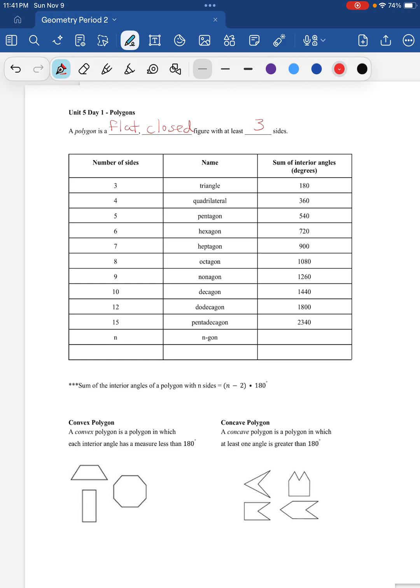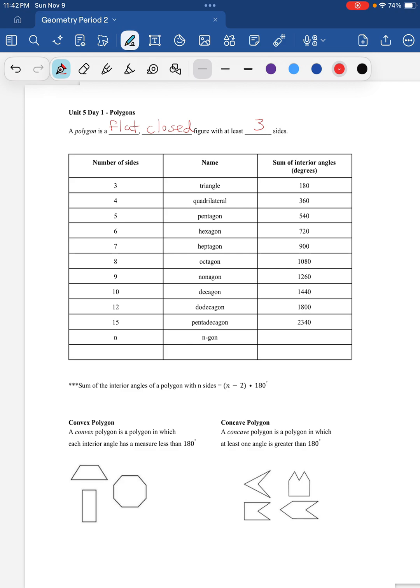So here's a list of each polygon classified by side along with the name. A polygon with 3 sides is a triangle, 4 sides is a quadrilateral. Quadrilateral can be lots of different types. It could be a square, a rectangle, a kite, and we're going to get way more into those later this unit. 5 sides is a pentagon, 6 is hexagon, 7 heptagon, 8 octagon, 9 sides nonagon, 10 decagon, 12 dodecagon, 15 pentadecagon. Now, not every single polygon has a specific name.